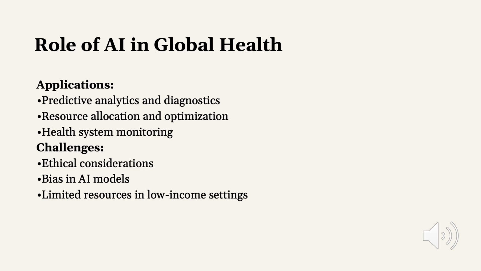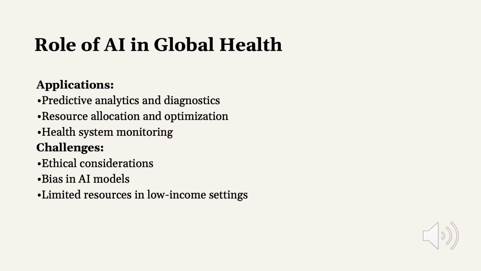In this slide, we highlight both the transformative potential and the ethical complexity of AI in global health. On the applications side, AI is already helping us to predict health outcomes and diagnose diseases with greater speed and precision, especially in areas lacking specialists. To optimize the use of limited resources, from staffing to vaccine distribution, through real-time decision support systems. To monitor health systems by analyzing large-scale data for outbreaks, supply chain issues, or care delivery bottlenecks.